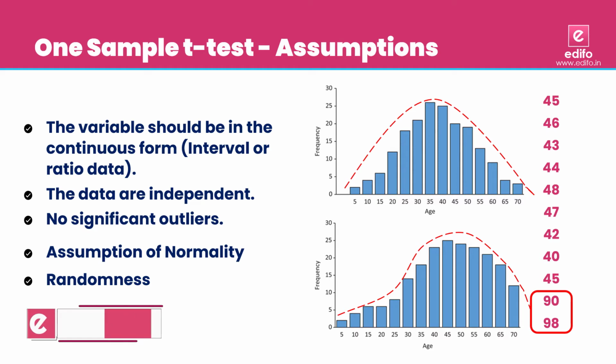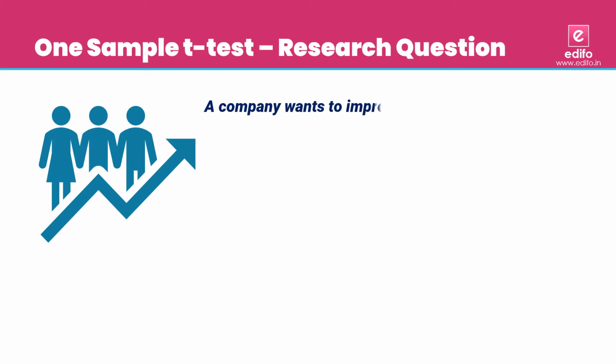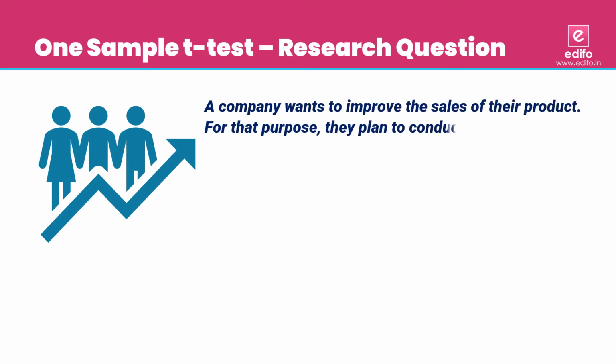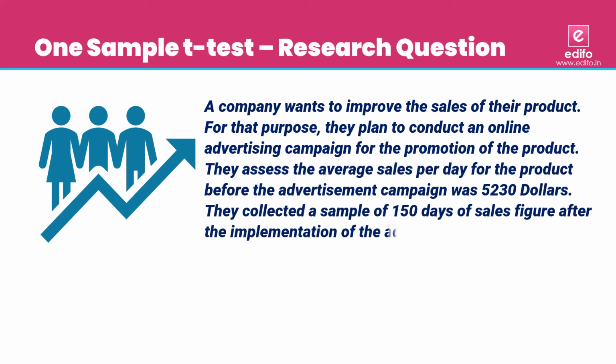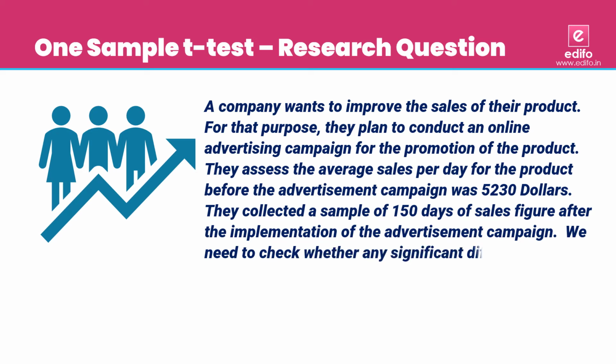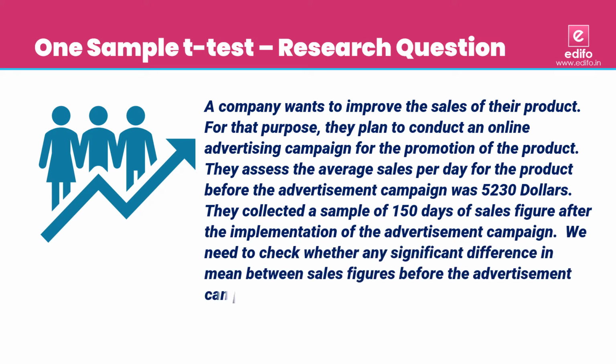Now we are going to our research problem. This is our research problem or research question. A company wants to improve the sales of their product. For that purpose, they plan to conduct an online advertising campaign for the promotion of the product. They assess the average sales per day for the product before the advertisement campaign was $5,230. They collected a sample of 150 days of sales figures after the implementation of the advertising campaign.